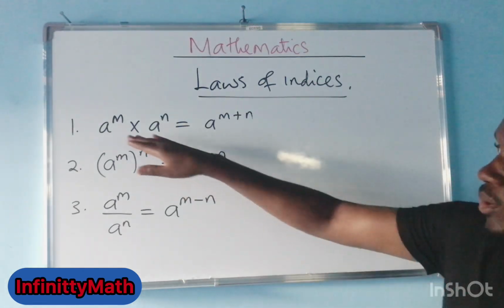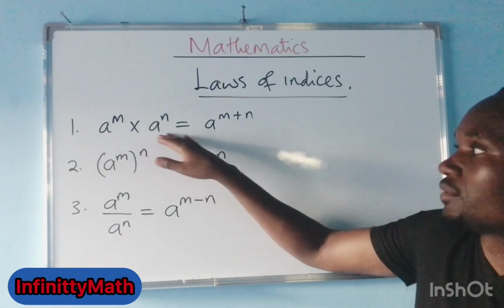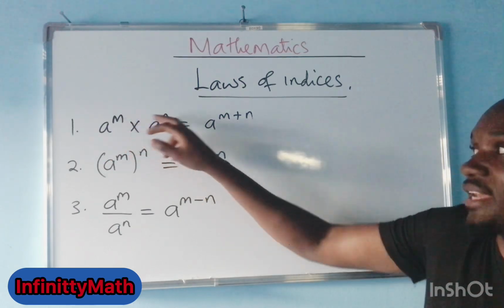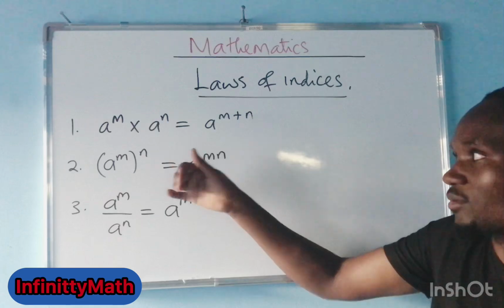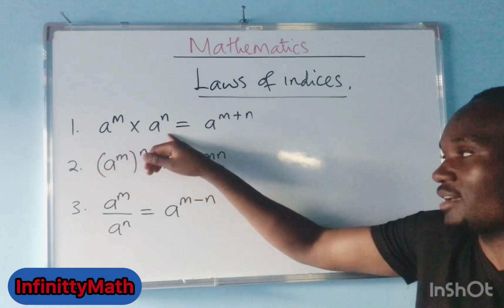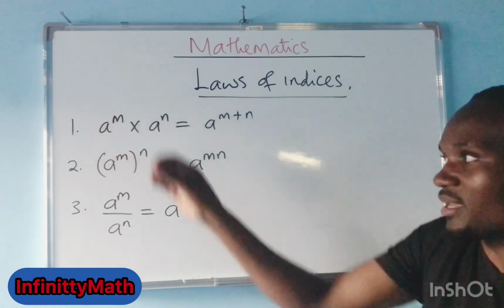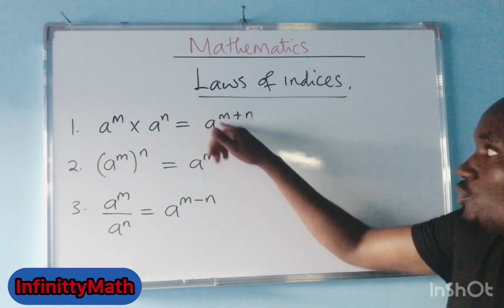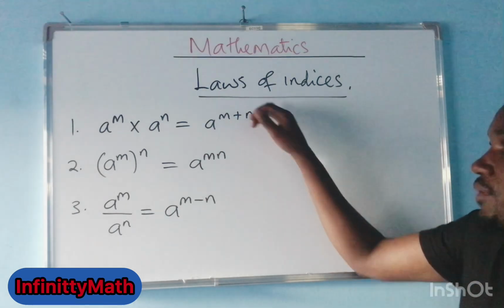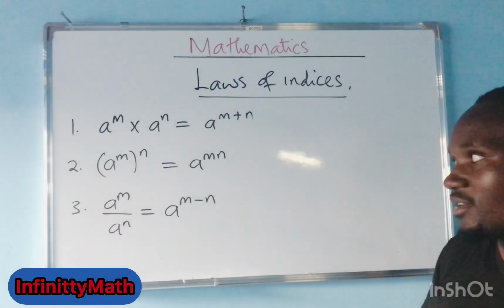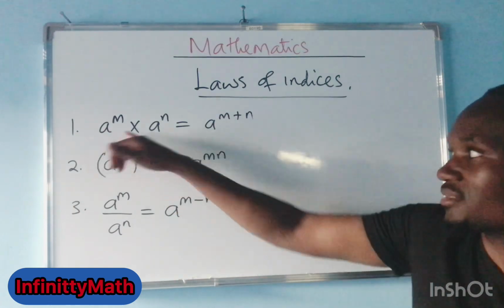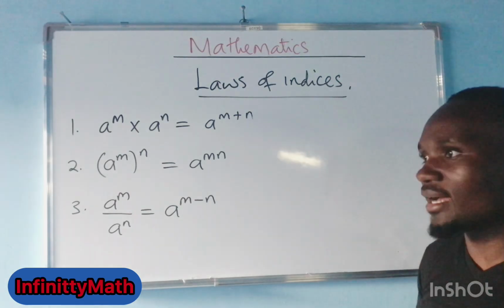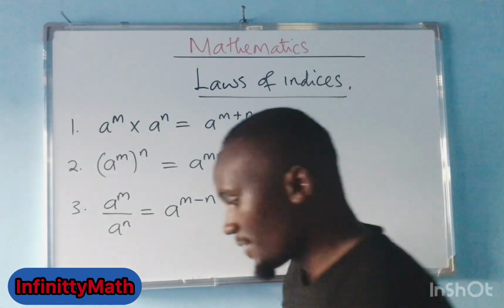When you look at the first law, it's saying when you have a base that is the same with different exponents being multiplied to each other. You have this base and this base, they're actually the same, but they have different exponents and they're being multiplied to each other. What you need to do is to get that single base raised to the sum of those exponents. Let's look at an example so that we can really understand what is happening here.